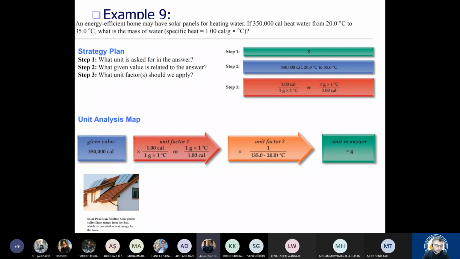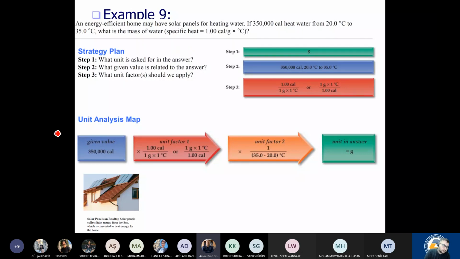So you don't know any equation or formula for this, but what you know are the units. By using the units, now we can find it. First of all, what do they give you? They give you that specific heat is equal to 1 calorie over gram times Celsius, and they give you the calorie.